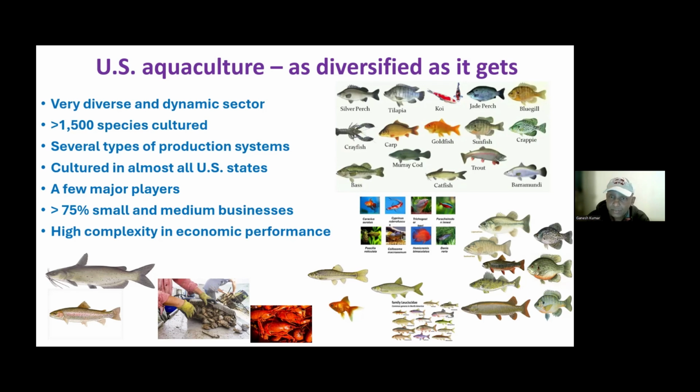Definitely, there are a few major players like catfish and trout, but at the same time, over 75% of the farms are small and medium size in business. That means the revenue that they generate is smaller or medium in scale. So given the diversity of aquaculture in terms of species as well as production systems, the underlying economic spending patterns are all very, very diversified and very complex in nature, and it becomes very difficult to quantify them in general.